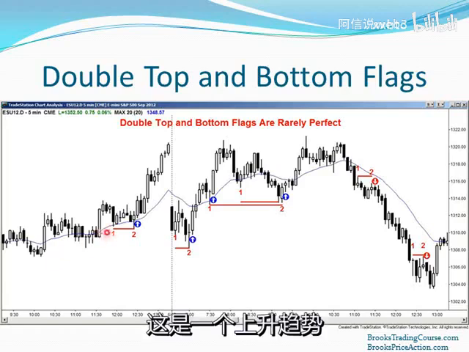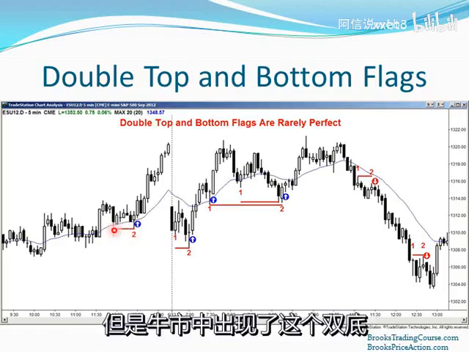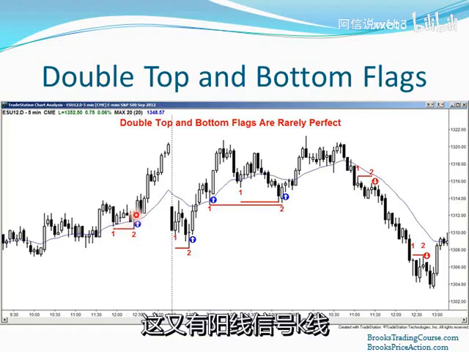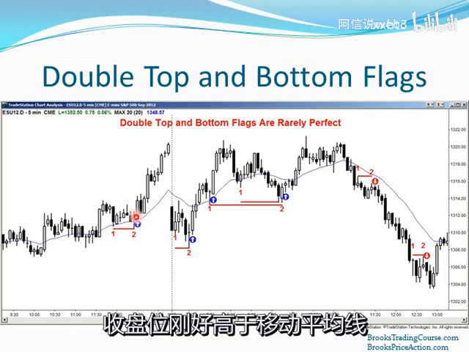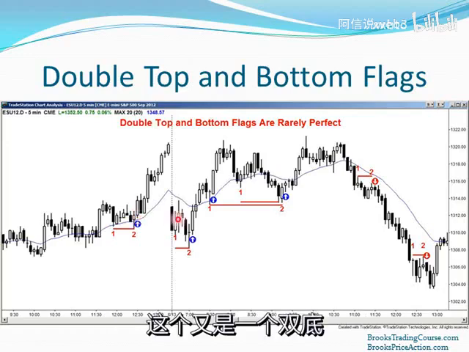Here we have a bull trend, and we have a double bottom. The second low is a little bit below the first, but you have a double bottom in a bull trend. It's a high to buy. It has a bull signal bar with a close above the moving average. That makes it a more reliable buy, a higher probability buy.